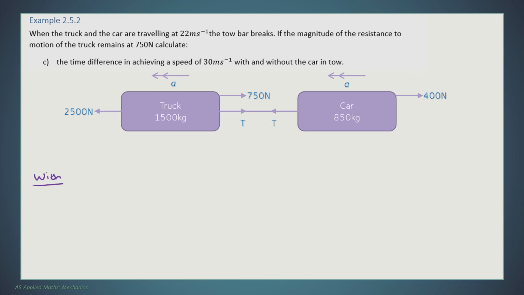So time. As soon as we see time, velocities, any of that, we know we're thinking SUVATs. So if I write my SUVATs out for this question, what do I know? So this is with the tow bar. We're starting at 22 metres per second and we're trying to go to 30. The question's asking about time. I know the acceleration because I calculated it earlier.